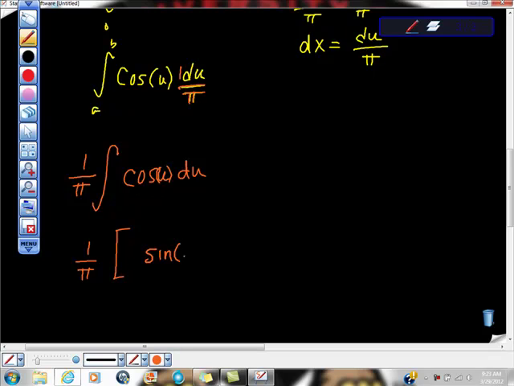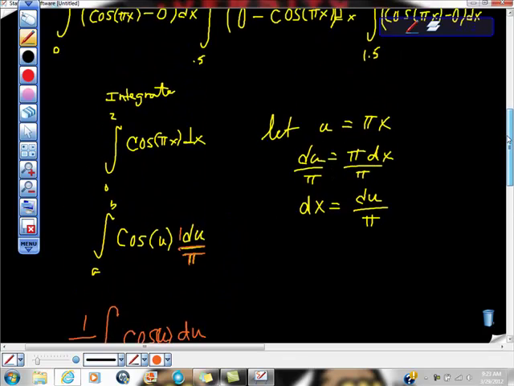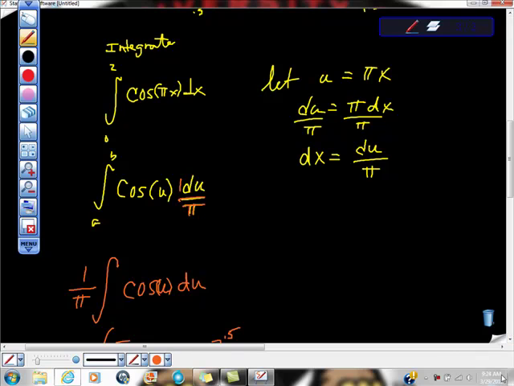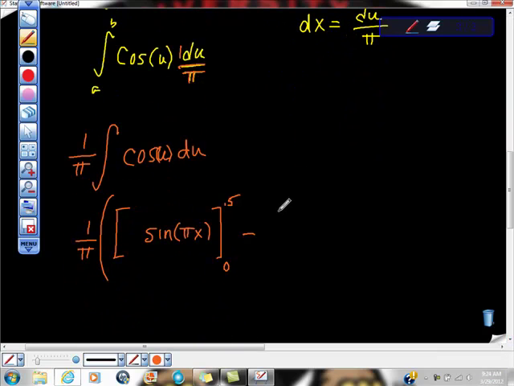So sine of, and we know that u is pi x. And we're going to look at that from 0 to 0.5, is that right? Minus, and this minus sign, just to tell you, is this one from here. Because I know I'm going to have negative area, so if I take negative area, negative is how I'm going to get that area to count as positive. So you have to be really careful here.